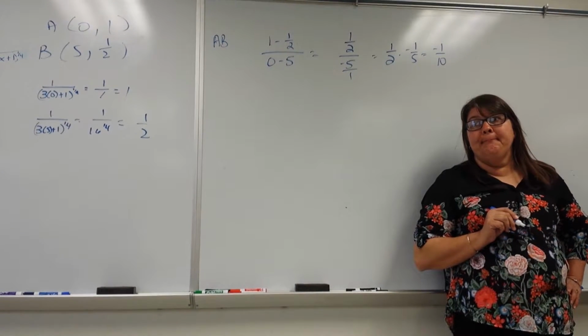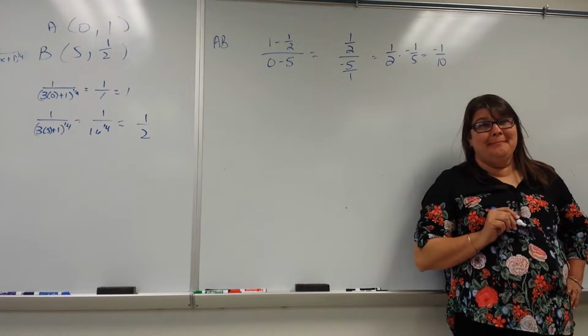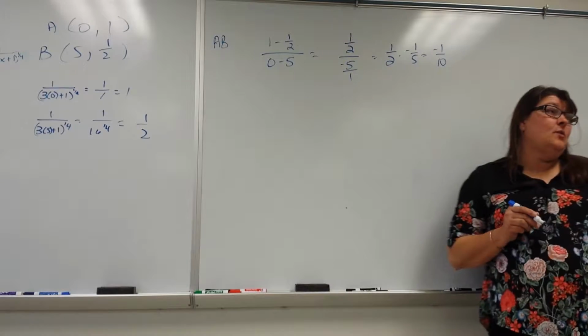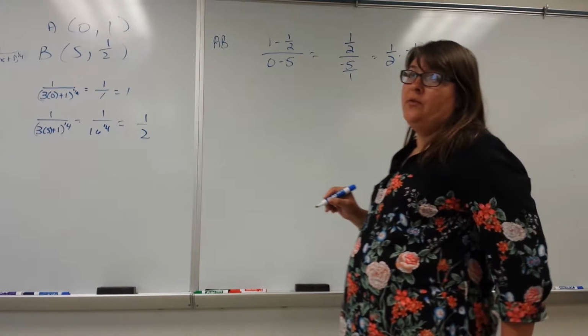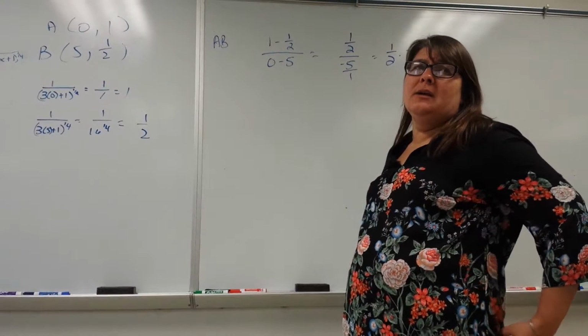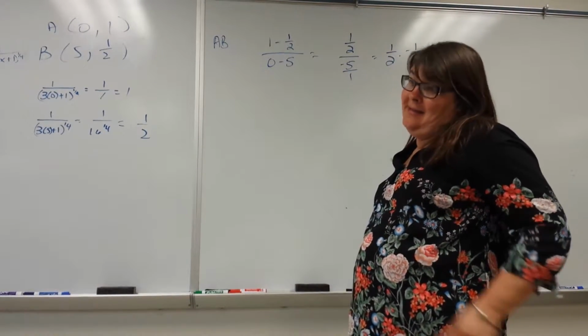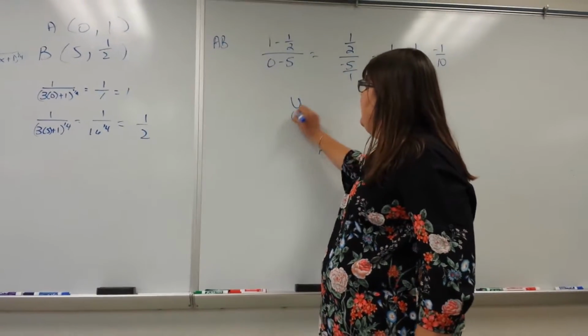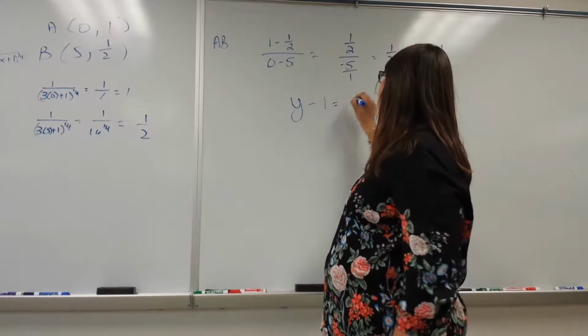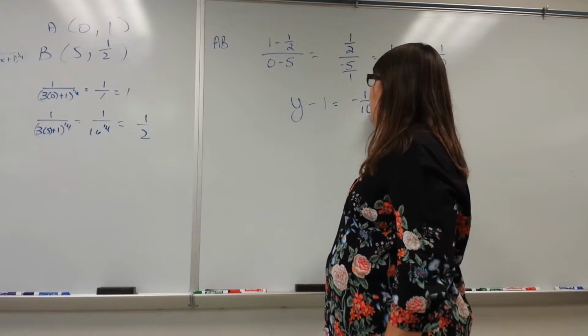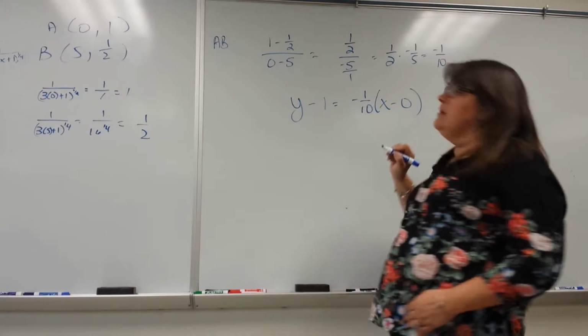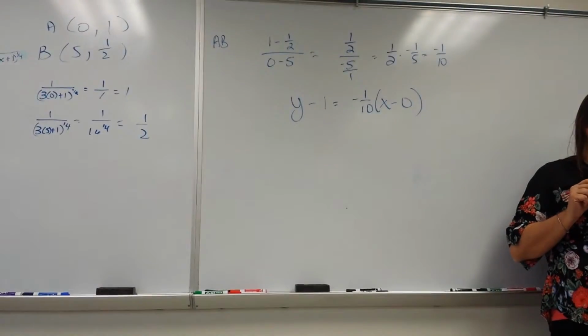Are we okay? Yes. Okay, so we found the slope. Now can we find the equation? Well, we're going to use my favorite formula in the world. And which ordered pair would I use? The A is easier. A is easier, right? So y minus 1 equals negative 1/10 times x minus 0. Is everybody okay?